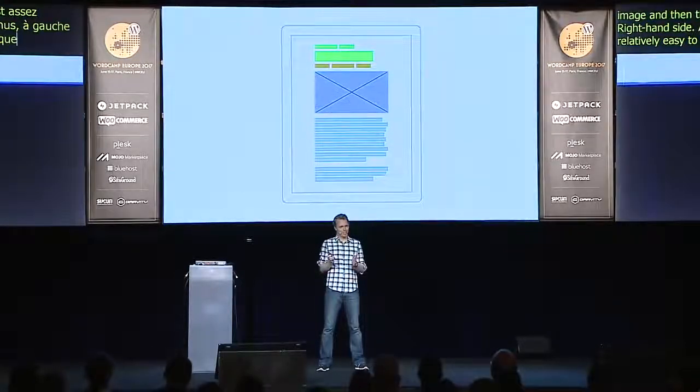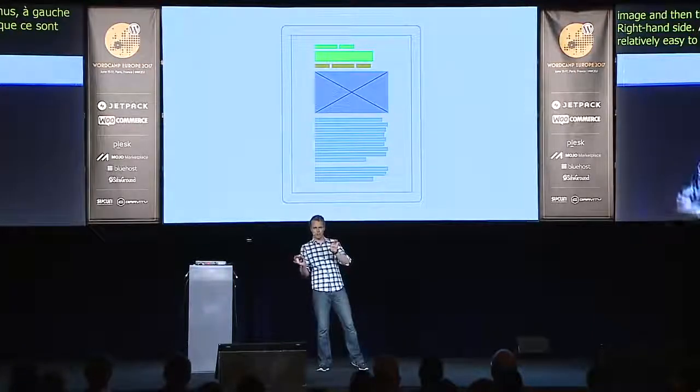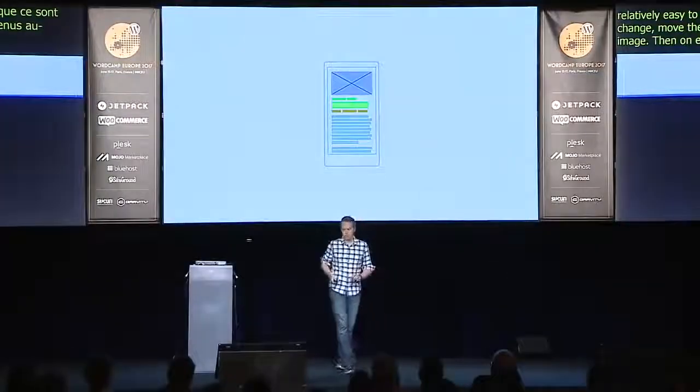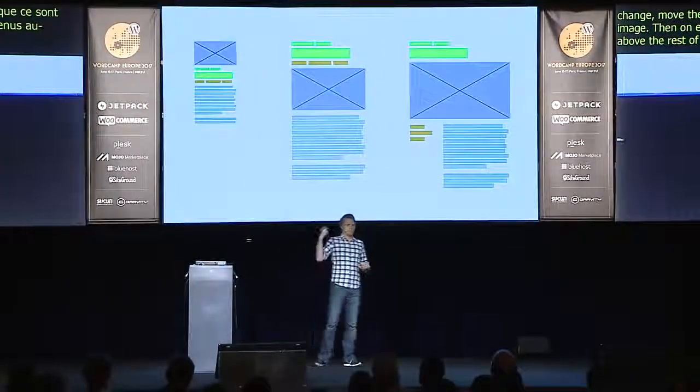on smaller screens, I wanted to make a slight change. Move the meta content from next to the content up above the featured image. And then, on even smaller screens, I wanted to move the featured image up above the rest of the content. And at this point, you go, this is not so easy.